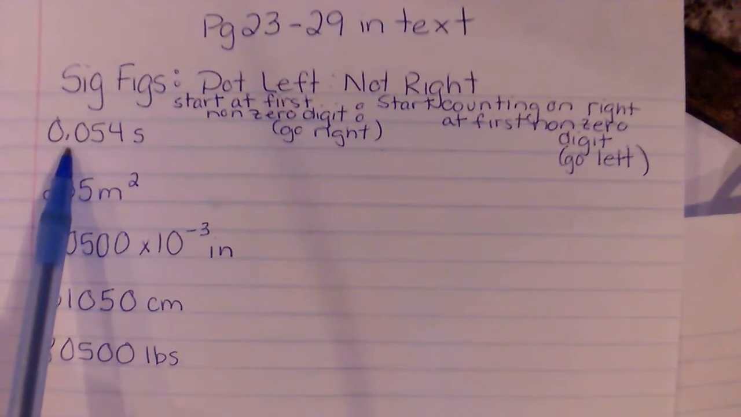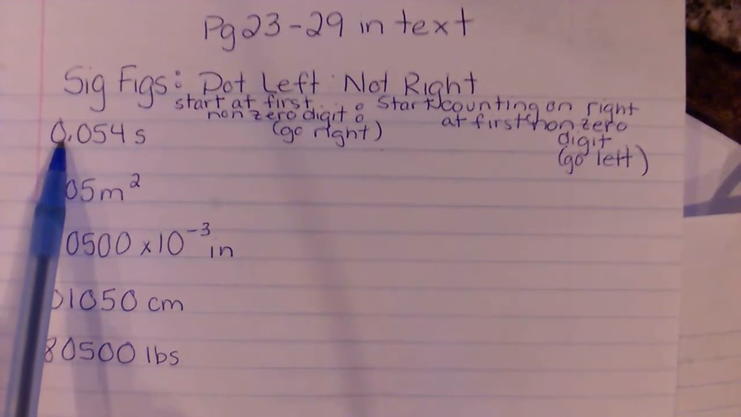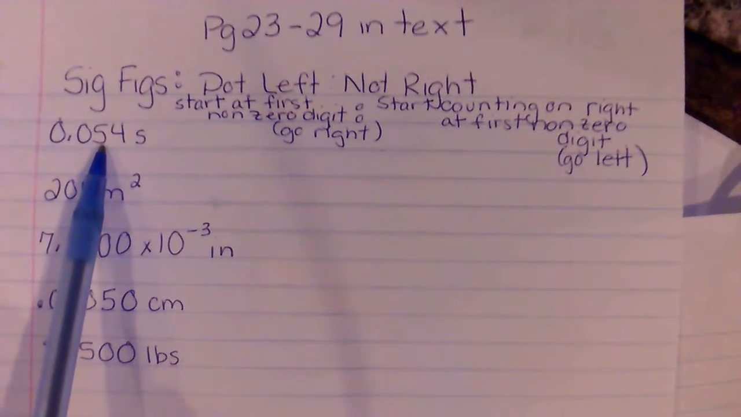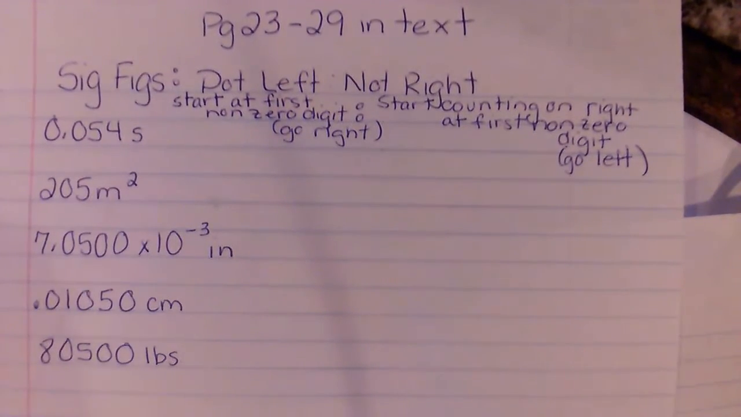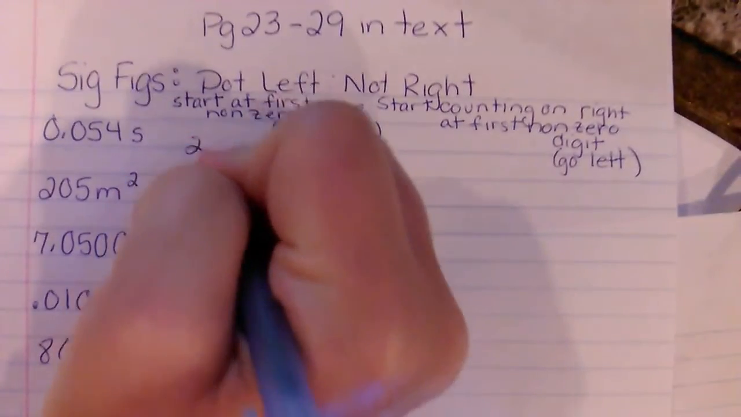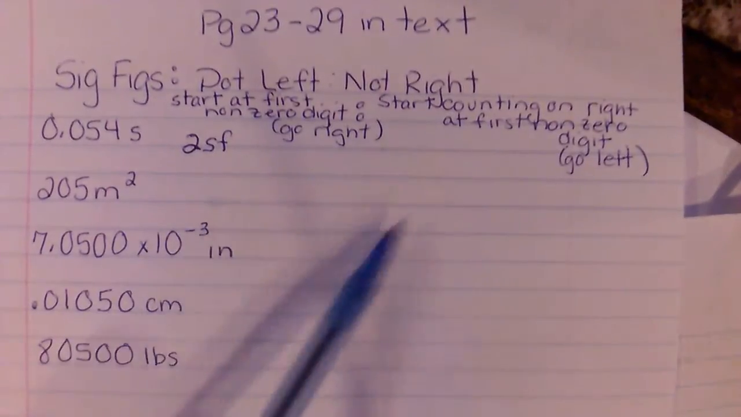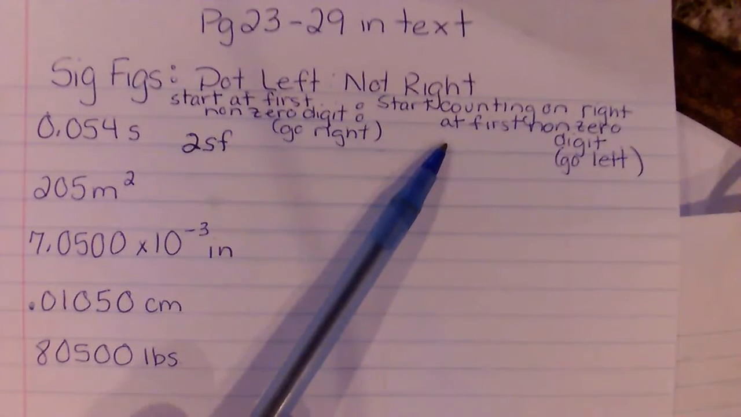So here's a decimal point. So I'd go to the left side of the number, but I can't start here because it's a 0, and I can't start here because it's a 0. So I would start counting here, and this would be 1 Sig Fig, 2 Sig Figs. So that would have 2 Sig Figs. Not right means that there's no decimal place, so you start counting on the right.